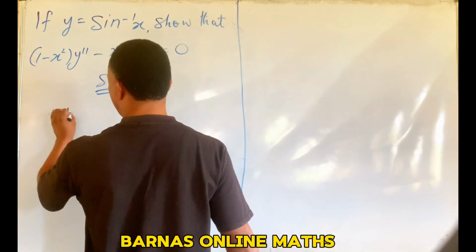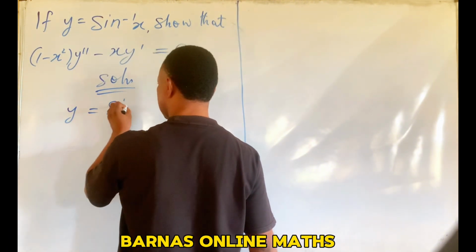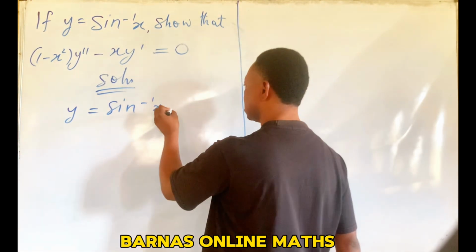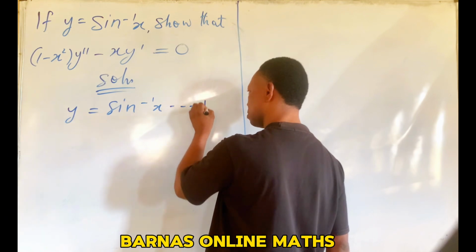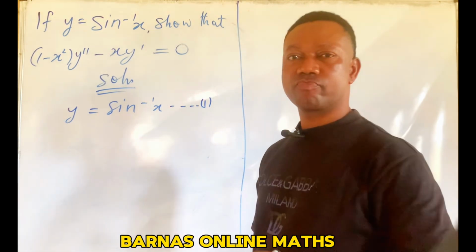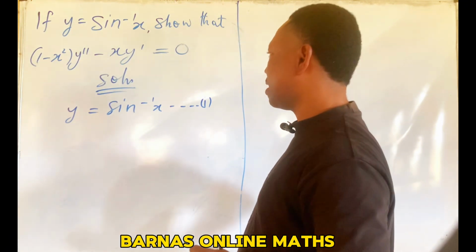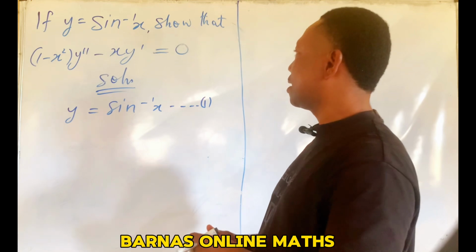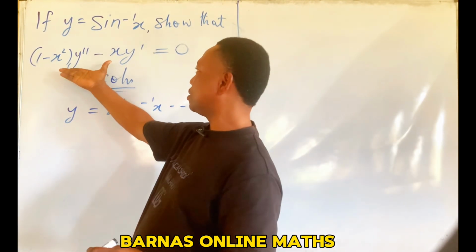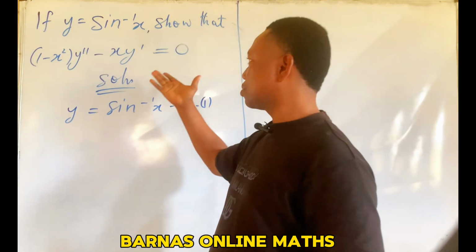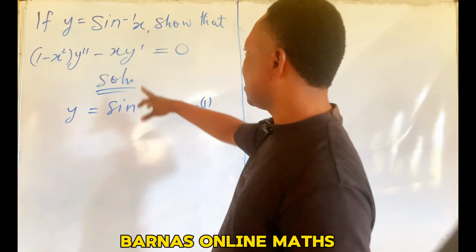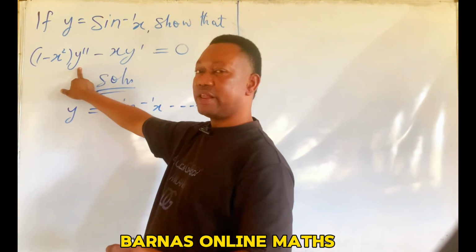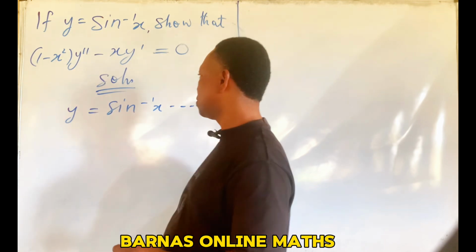Given that y equals sine inverse of x, let's call this equation 1. Here we have to show that this expression is equal to 0. But for us to do that, we need to find the first derivative of y, that's y prime, and also find the second derivative of y, that's y prime prime.